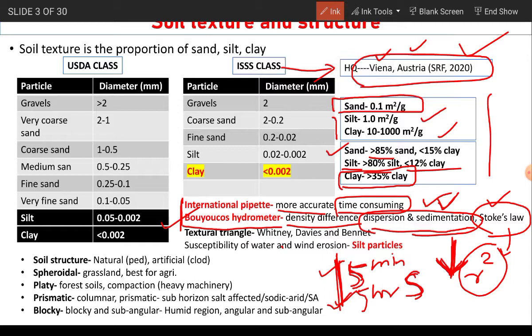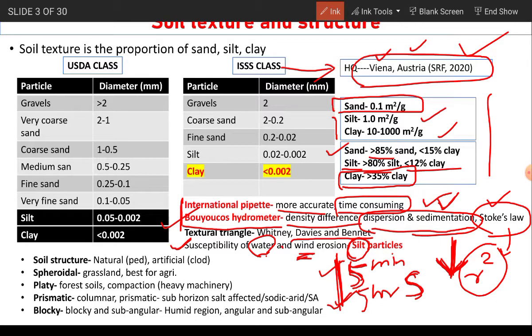Okay, the textural class was given from USDA by Whitney, and it was modified by Davis and Bennett. Okay, you remember this thing. Here is a point we should remember: the silt particles are more prone to water and wind erosion.